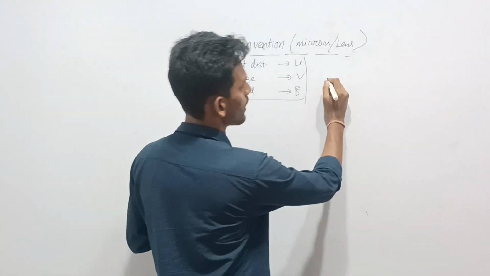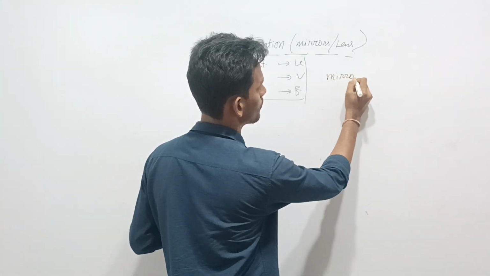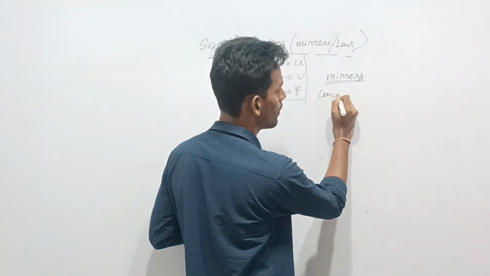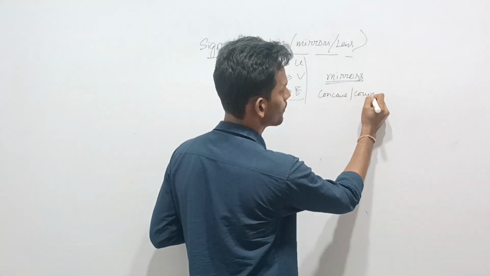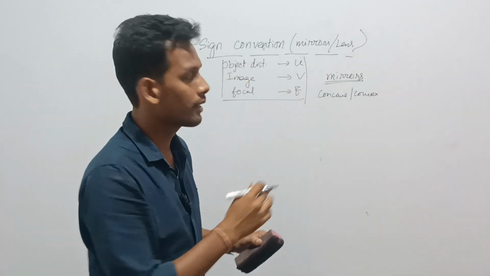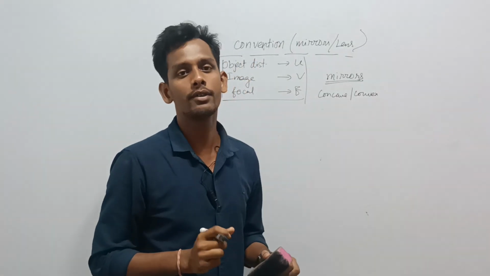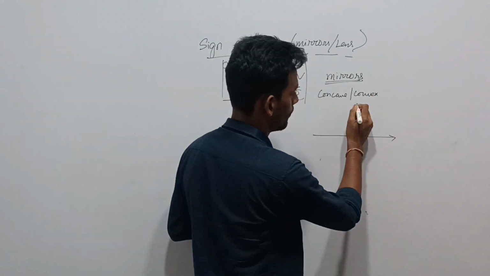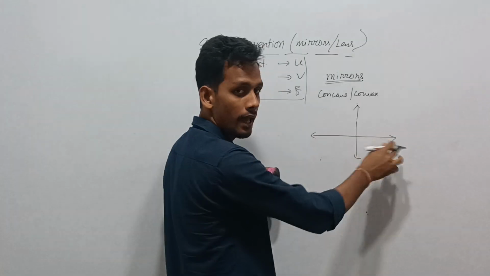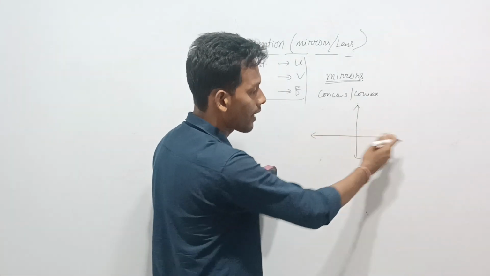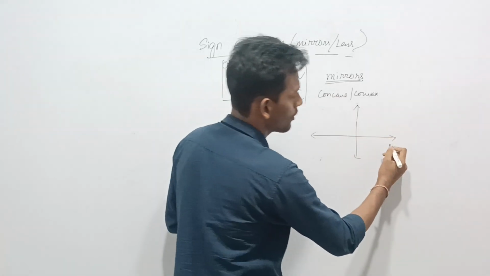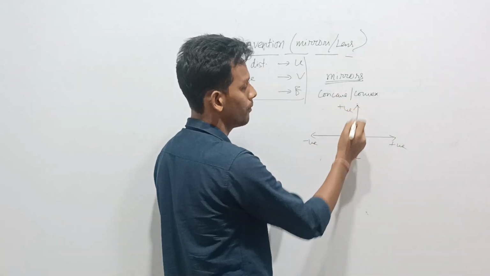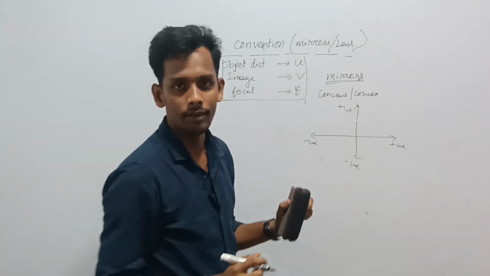So first we are going to discuss the sign convention of mirrors. Mirrors are of two types, spherical mirrors: concave and convex. The sign convention is the same as coordinate geometry, the Cartesian plane. This is the x-axis, this is the y-axis. Towards the right side it is positive, towards the left it is negative, in the upward direction it is positive, in the downward direction it is negative.